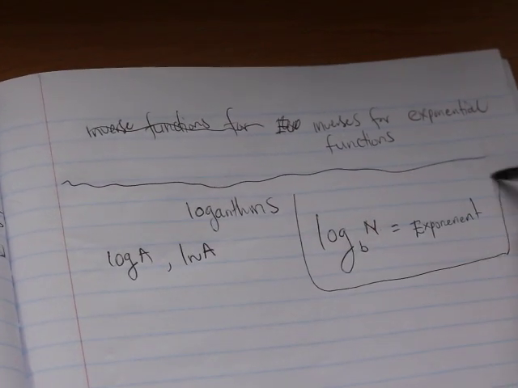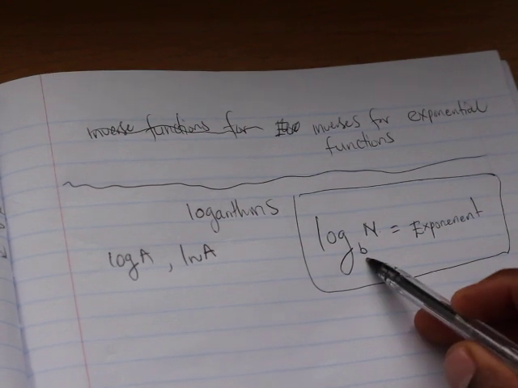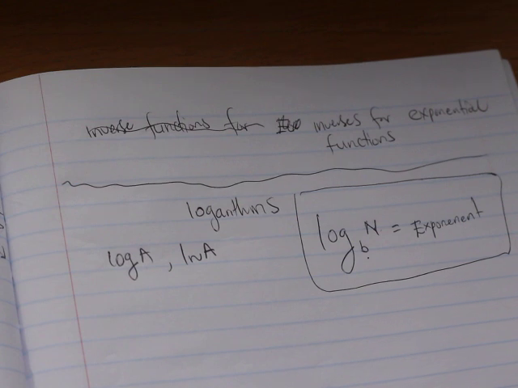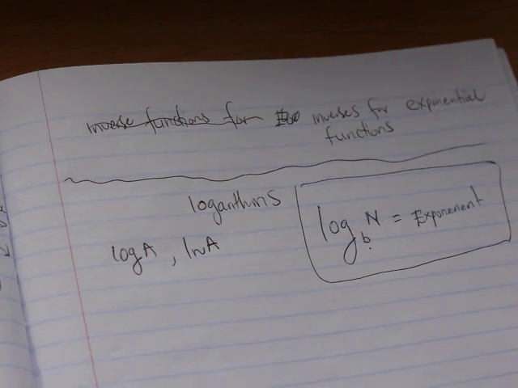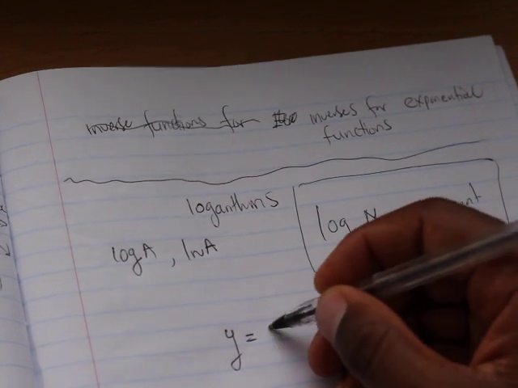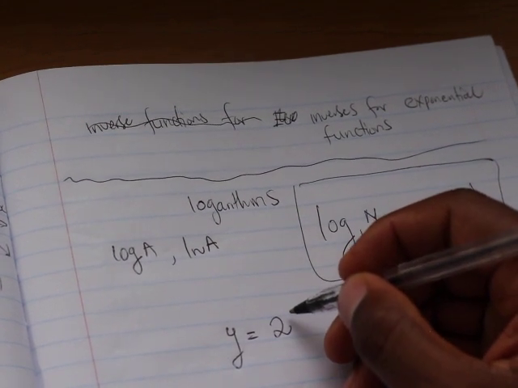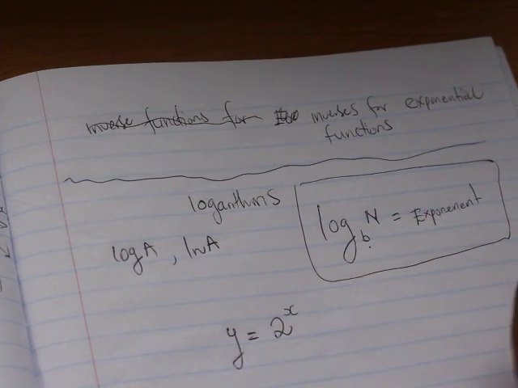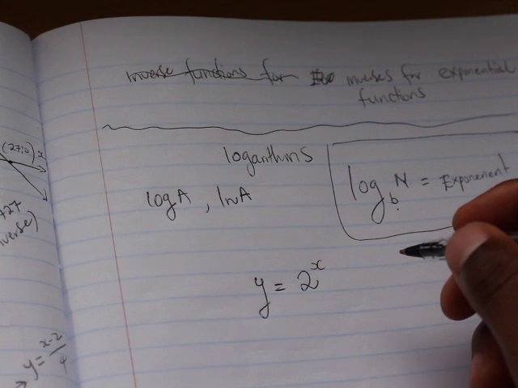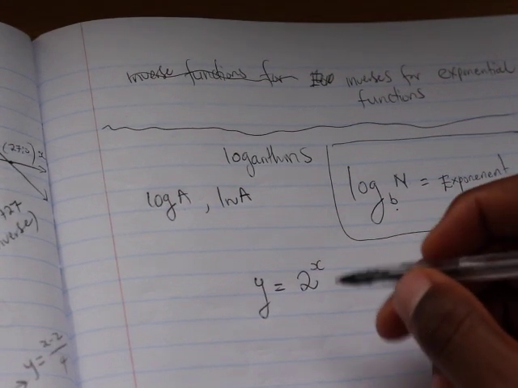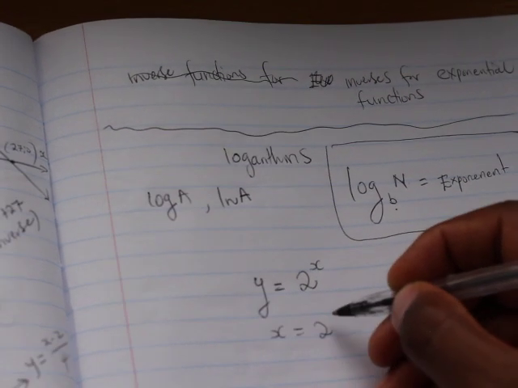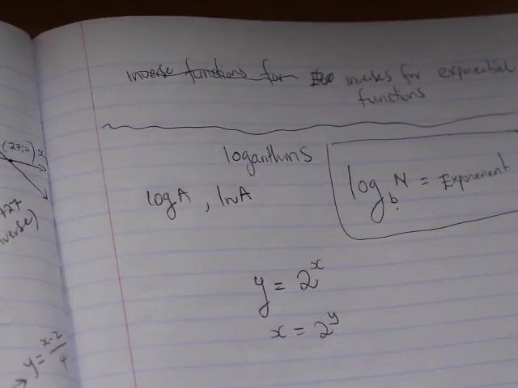Now, where is this coming from? Log of a base and then some number there equals an exponent. Where is this coming from? So I'm gonna give you guys a quick example. 2 to the exponent x. Let's say that now we want to find the inverse of this function. So obviously we need to swap things around. We're going to say, okay, x comes down here and y goes up there, right?